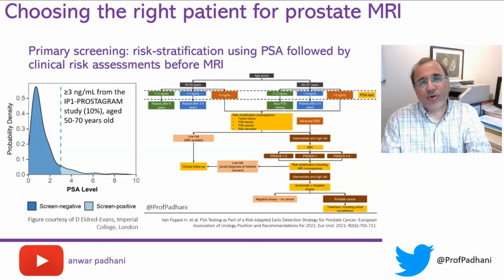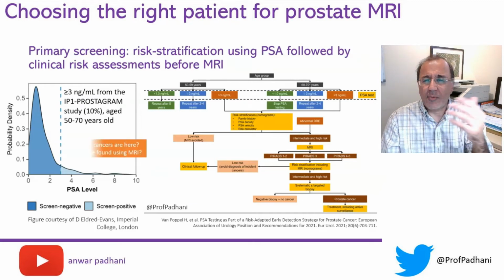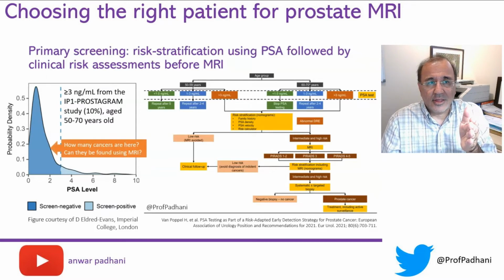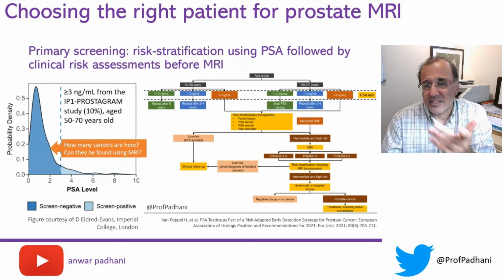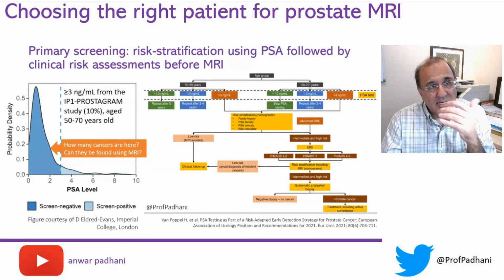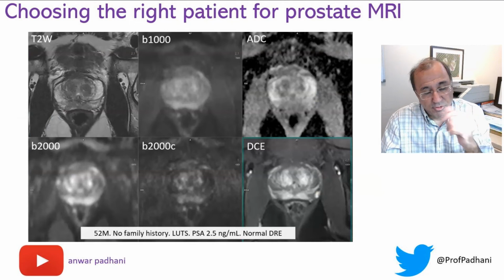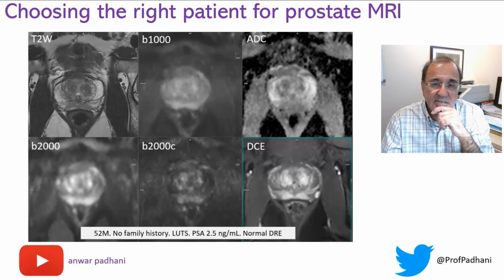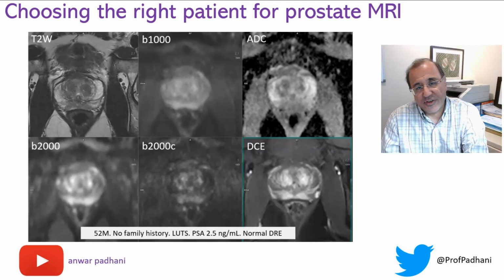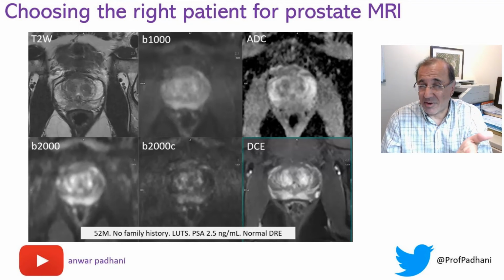The other question that should come up is, how many cancers are there in men with a PSA of less than 3? Somebody like this, for example. Here's a 52-year-old man with no family history, some lower urinary tract symptoms, has this diffuse PIRADS 3 abnormality. Is this clinically significant cancer or not? And does MRI help us in this situation?